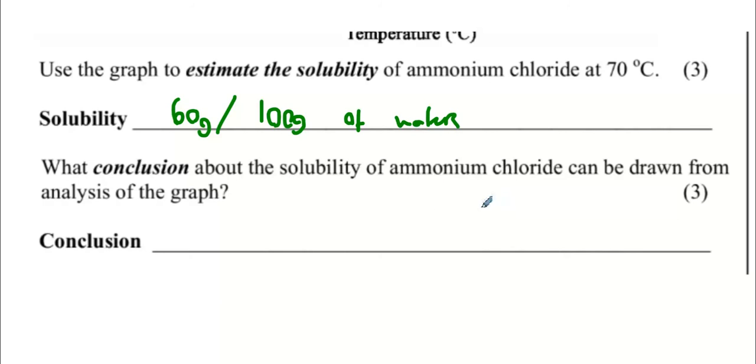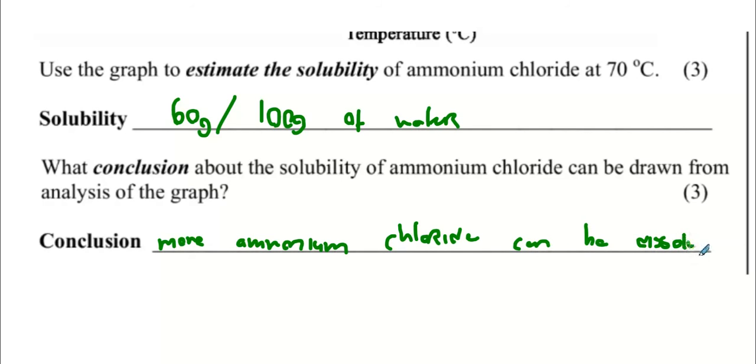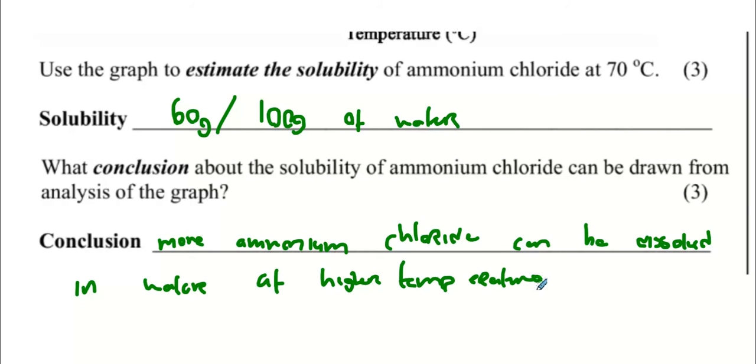What conclusion about the solubility of ammonium chloride can be drawn from analysis of the graph? More ammonium chloride can be dissolved in water at a higher temperature. Or a greater amount of ammonium chloride can be dissolved in water at higher temperatures. Okay.